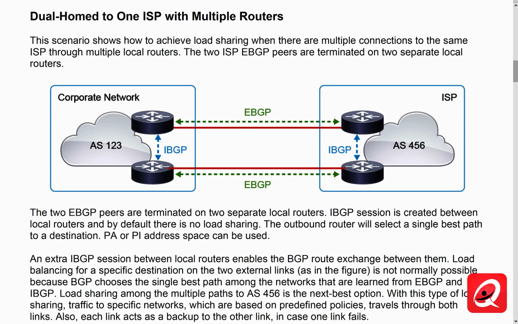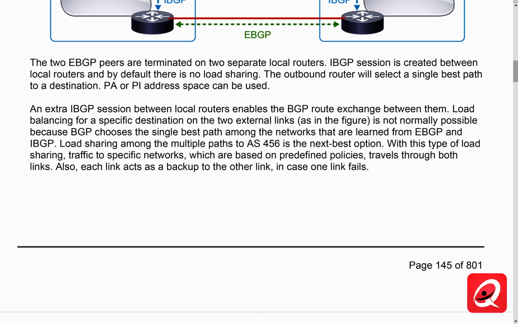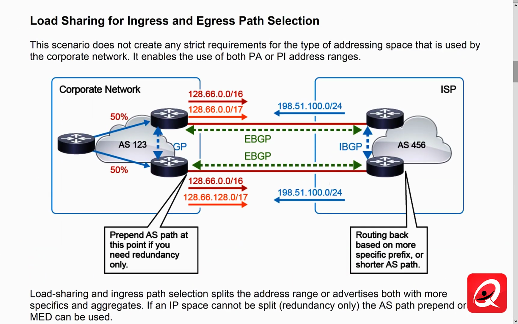Let's see what they mention in the book about this here. Load sharing and ingress path selection splits the address range. So again, same scenario here. The only difference is we're doing it across two different routers. It says 50% and 50% in the next diagram. Let me move down to that next diagram right here. Right? 50% and 50%. But is that really 50% and 50%?